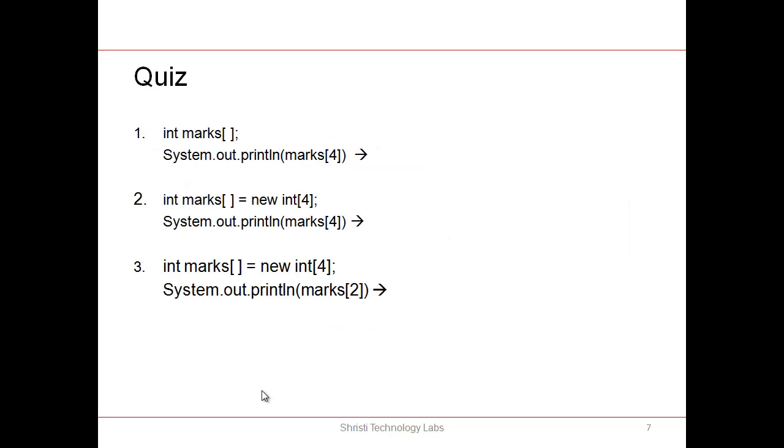That's all for dynamic initialization of arrays. We will see this also with an example. Let me move on to the quiz. Int marks, system.out.println marks of 4. What will be the output? It will throw null pointer exception.